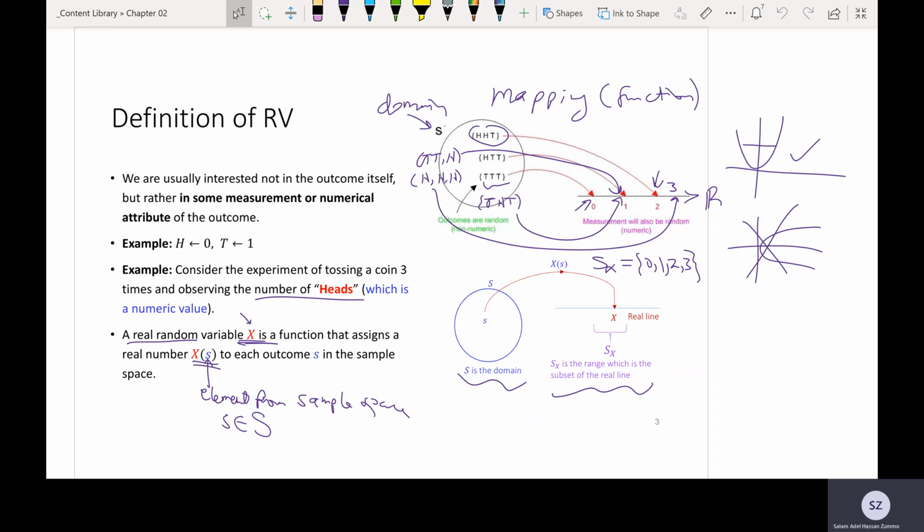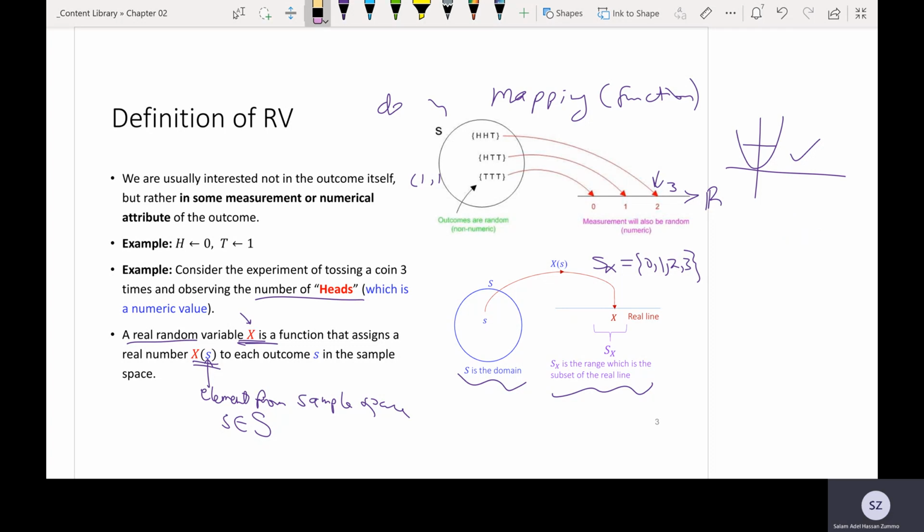So the random variable, as we defined it, is basically a mapping from the sample space elements into the real line, right? We take every sample space point and we map it into the real line. In this particular example, we are tossing the coin 3 times and we are marking the number of heads. How many outcomes do we have in the sample space? In this particular example, 8, right?